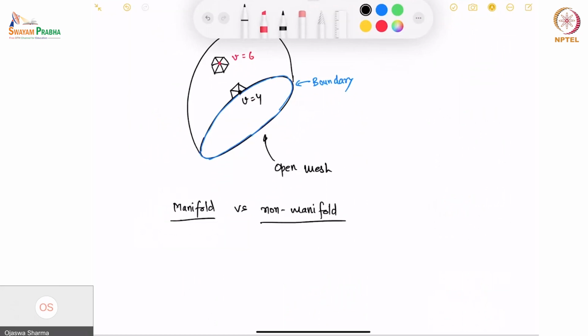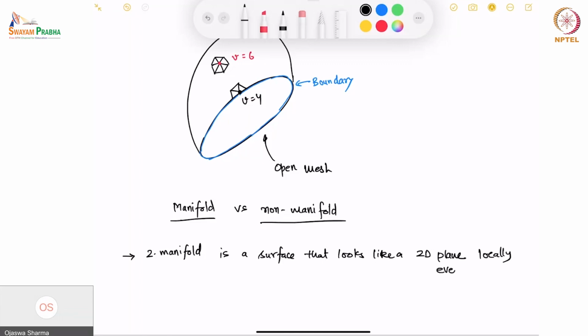What is the idea behind a manifold surface? We say a surface is two-manifold, and that's a definition that should clarify things anytime you're confused. If you just think about this definition, that's going to help you. A two-manifold is a surface that looks like a 2D plane, a Euclidean plane, locally everywhere.